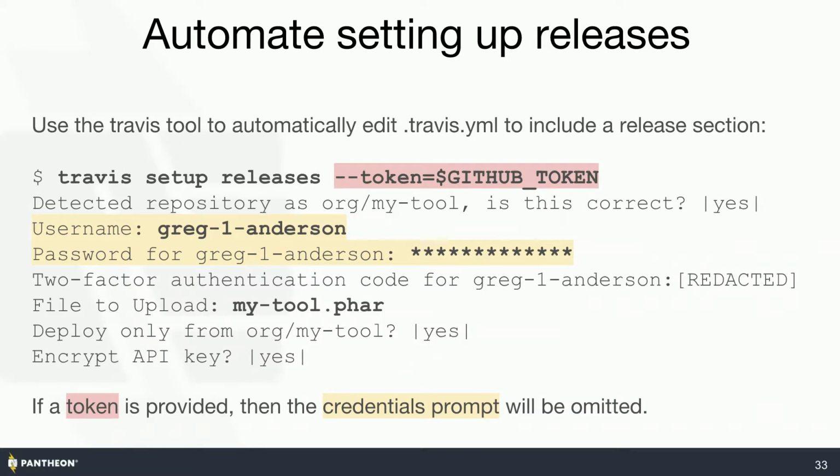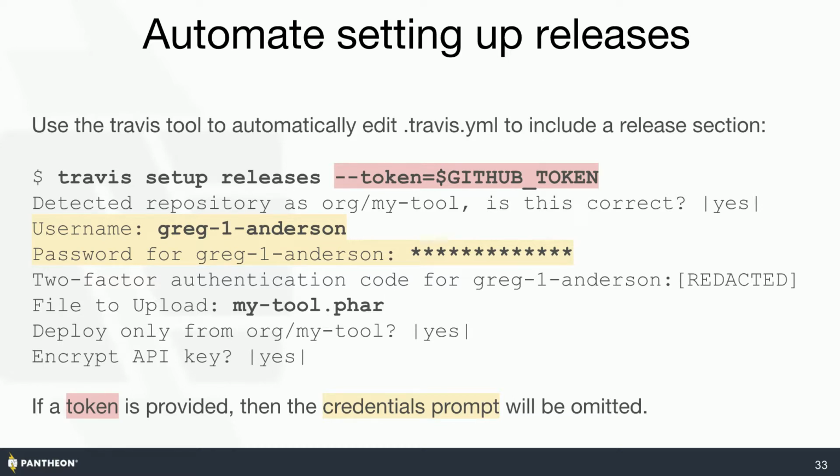The Travis tool can be used to automatically set up something to include a releases section, and the releases section on Travis will take a build result such as the Phars for a command line tool and copy it up to GitHub. And it turns out that you don't have to worry so much about automating that step yourself because the fine people at Travis have already done it for you with this Travis setup releases command. If you provide an OAuth token as is shown in red, then it will authenticate against that OAuth token for you and set up your releases section.